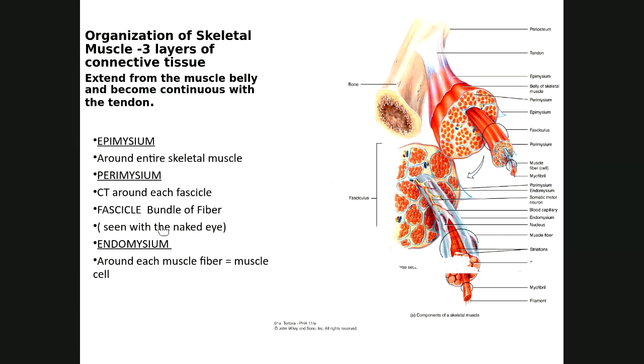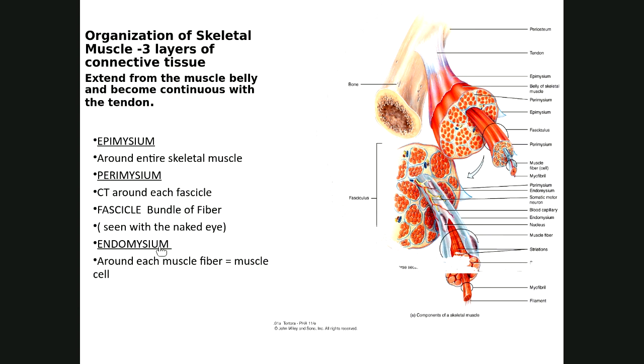Up until this level, you could see skeletal muscle with the unaided eye. If you've ever eaten steak or meat, the little fibers you see when you're cutting are up until this layer. Once we get to this layer, this is microscopic anatomy. Each muscle cell here has its connective tissue around it, and that's called the endomysium.